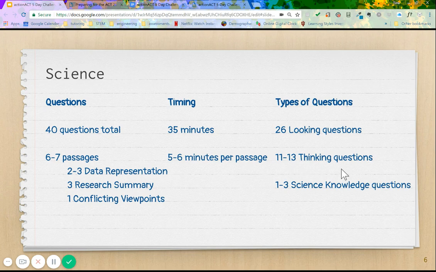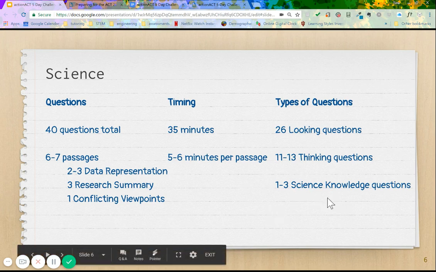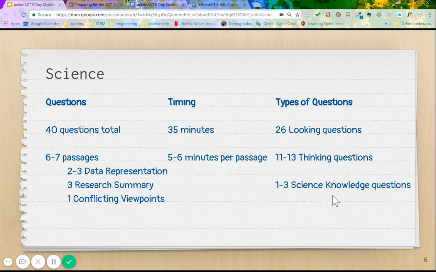You're going to have 11 to 13 questions that I call thinking questions. And on those, you have to think more like a scientist. They might ask about dependent or independent variables. They might ask about the setups of the experiments, what methods they used. And then you're going to have only 1 to 3 questions on the entire science test that you actually need science knowledge.